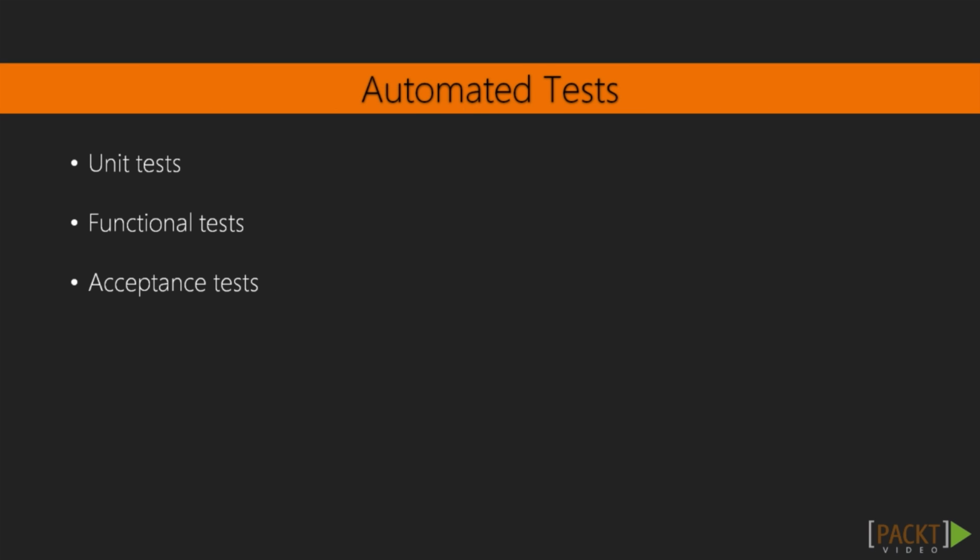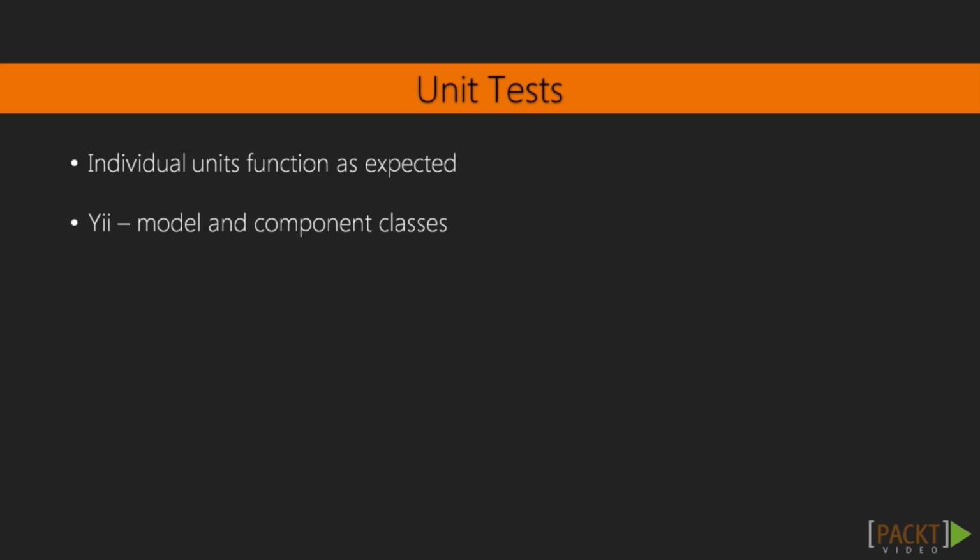There are 3 types of automated tests that developers write: unit, functional, and acceptance. We will take a closer look at each type in the subsequent videos, but it will be helpful to understand the differences between the 3. Unit tests are used to confirm that individual units of your application are functioning as expected. In Ghee, this will typically be model and component classes, and these tests will confirm that their public methods function as expected.